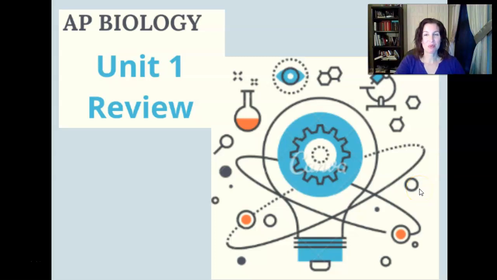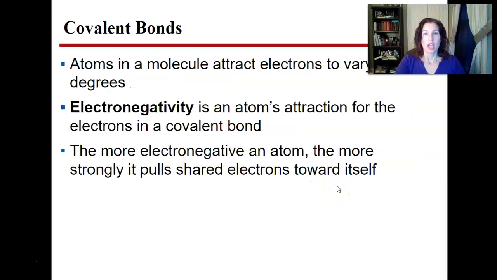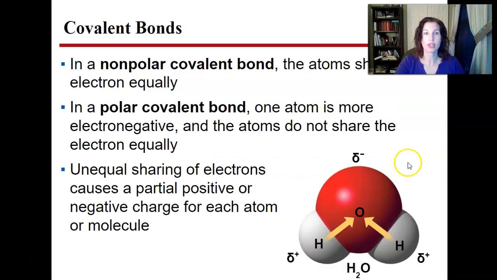Guys, so we're going to start with our review for the AP Bio exam with Unit 1. All right, covalent bonds, remember, are when electrons are shared between two atoms. Atoms in a molecule can attract electrons in different degrees. This is determined by how electronegative an atom is. The more electronegative it is, the more strongly it pulls those electrons to itself.